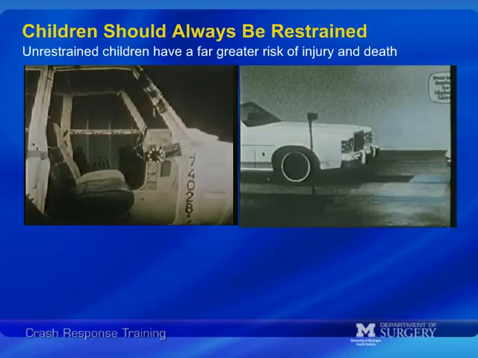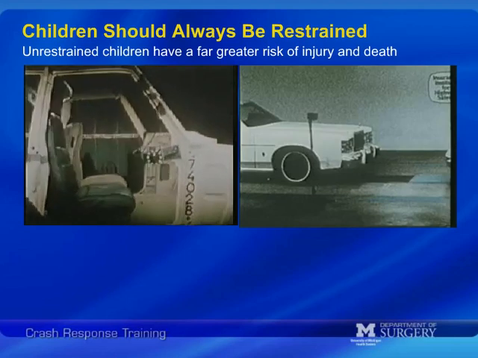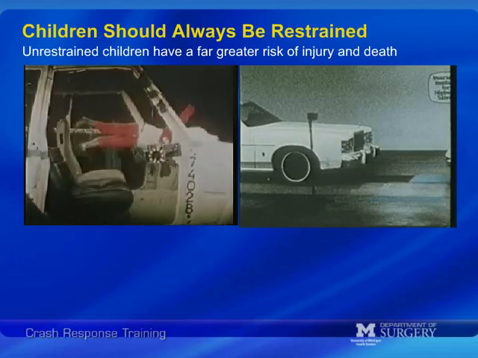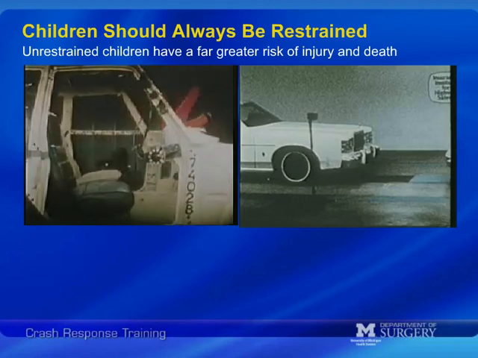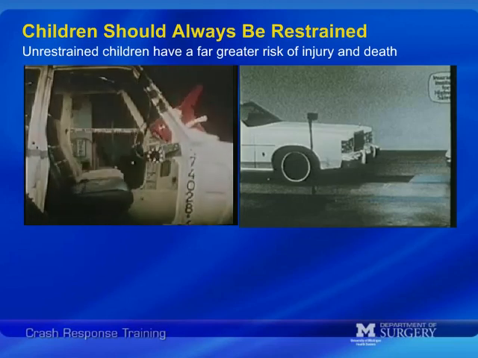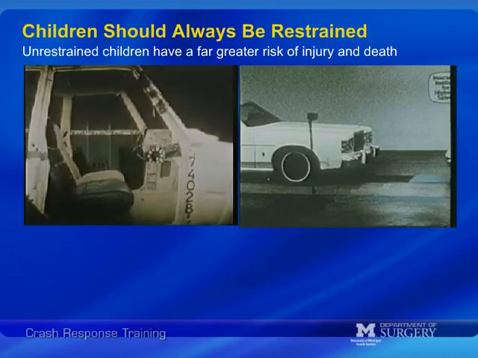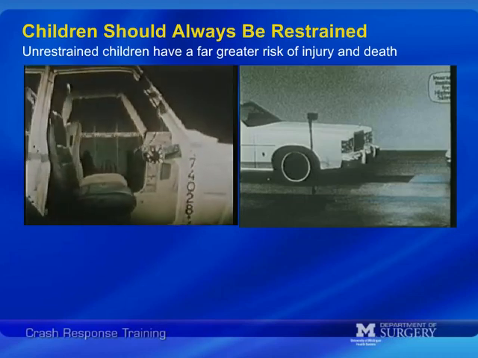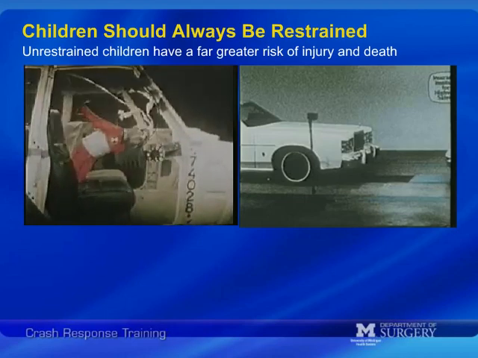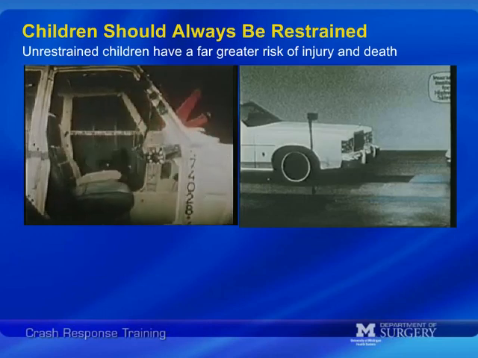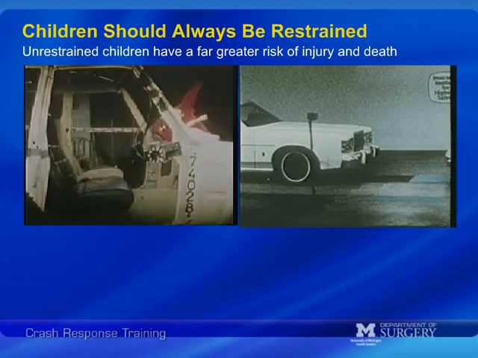Let's look at what happens with a child in the back seat when they're involved in a forward crash and they're unrestrained. You can see that the child becomes a projectile. In this case, the child gets launched forward and into the dash and through where the windshield would be. In a rearward crash, they can get ejected out the back of the vehicle. Overall, unrestrained children have a far greater risk of injury and death than restrained children.